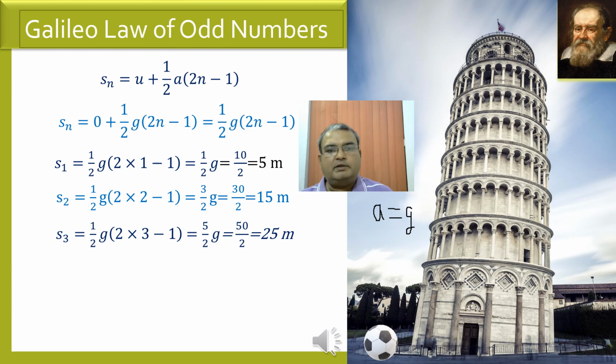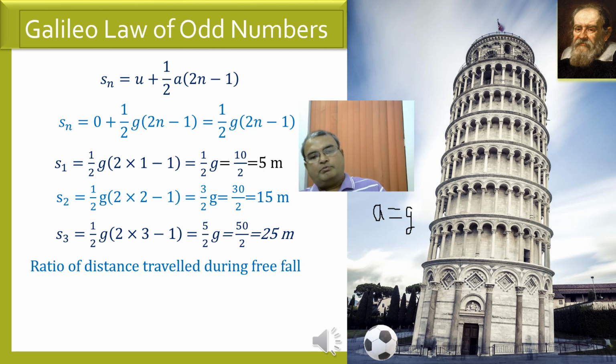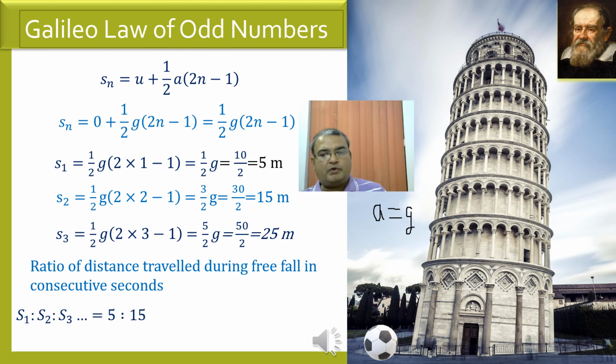Now we can find the ratio of the distances traveled by the particle in consecutive seconds. In the first second 5 meter, 15 meter, 25 meter. That's why the ratio of distance traveled by the freely falling object in consecutive seconds, S1 is to S2 is to S3 equal to 5, 15, 25 divided by 5, that is 1, 3, 5. That's it.